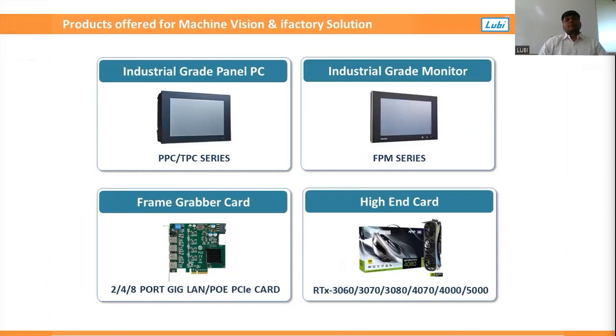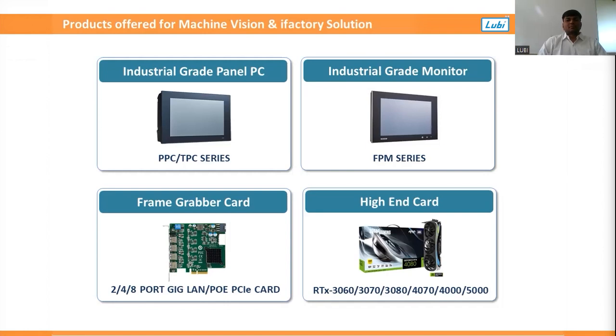Now, apart from rack mount PC and embedded PC, we have panel PC, which looks just like an HMI. In that, we have two types of series available in our basket: one is the PPC series and one is the TPC. In both series, we have fan-based and fanless. Both types of panel PCs we have in our basket. The screen size of panel PCs starts from 7 inch to 27 inch. Based on customer applications and configuration, there are multiple models.